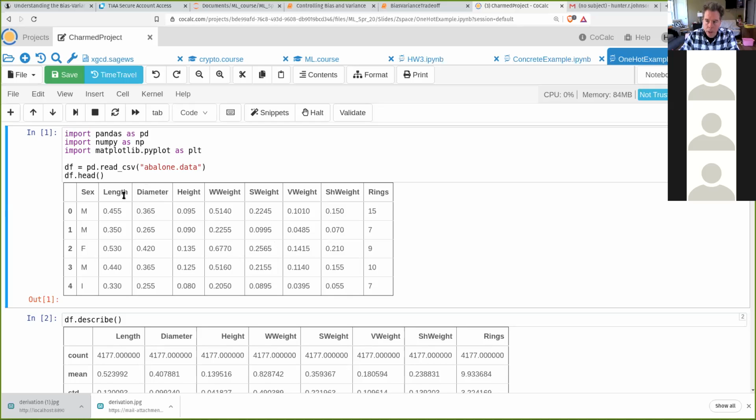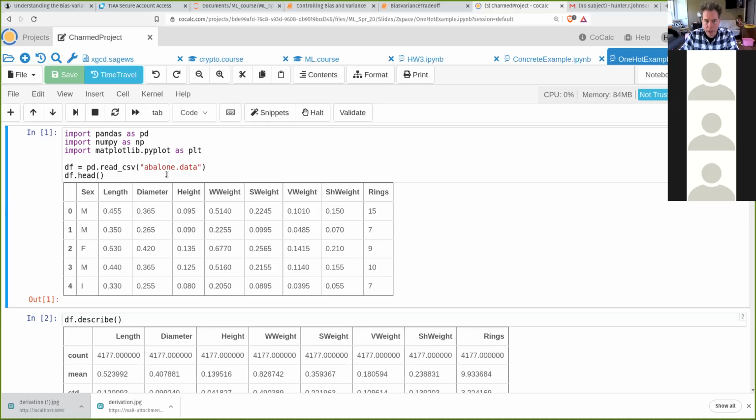But sometimes you'll encounter data, and a lot of data sets have columns that are not numbers. They're names, or one of a small number of integers, or it's discrete. It's just a small set of distinct possibilities, like this sex column in this data set, which is either male or female or immature. So this is about abalone, which is some kind of mollusk.